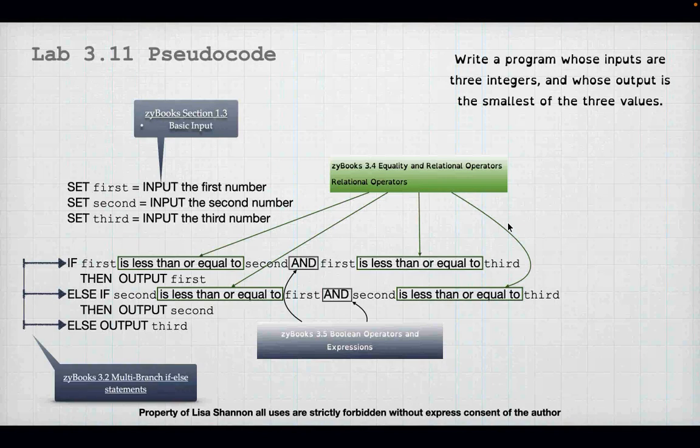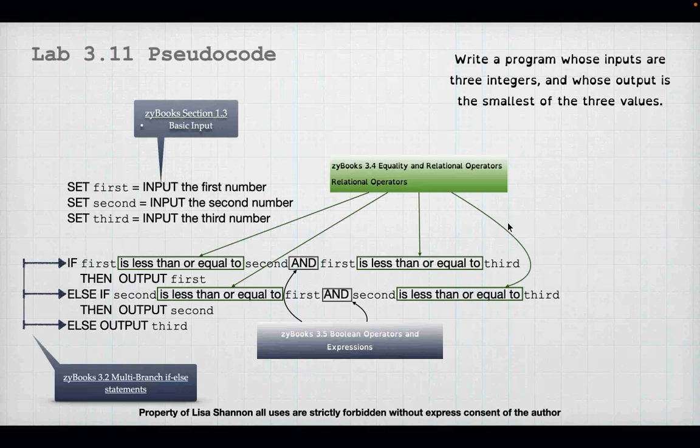So this is lab 3.11, and you're going to write a program whose inputs are three integers and whose output is the smallest of three integers. This is learning how to do a min. This is going to require an if, an elif, and an else. The if and the elif are both compound statements, so they have multiple evaluations, and you're going to use AND as the Boolean operator.